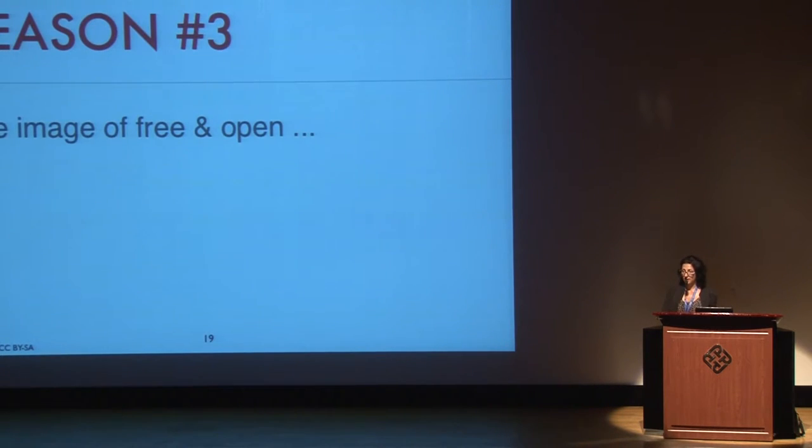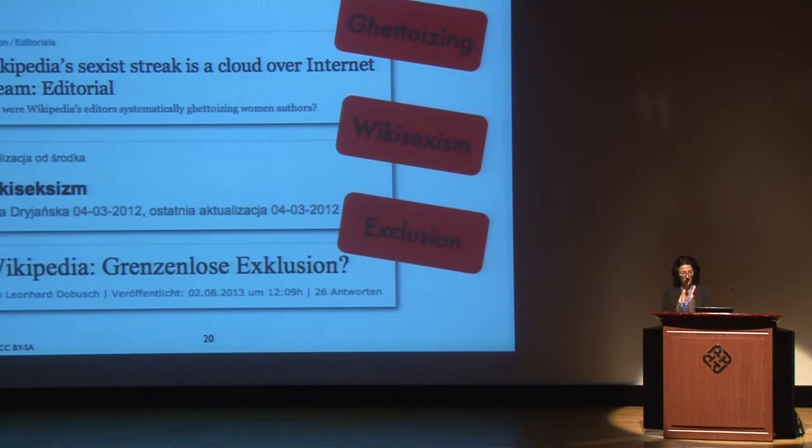And the third reason, I think, why it is important to improve the gender balance is the image of the free and open movement, right? It is important for Wikipedia in the long term, because if we want to attract anybody, we have to make sure that we get good press. And this is really international: if you read newspaper and online articles, you read about Wikipedia ghettoizing women, wiki sexism, gender exclusion, and so on. If somebody outside of Wikipedia reads this, they fear exclusion, they fear not being welcome, they don't want to come and be part of the community. So I think it's also important to care about the press and the image of the open and free movement.